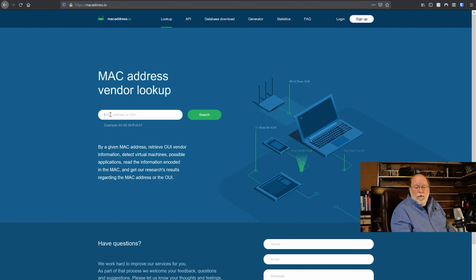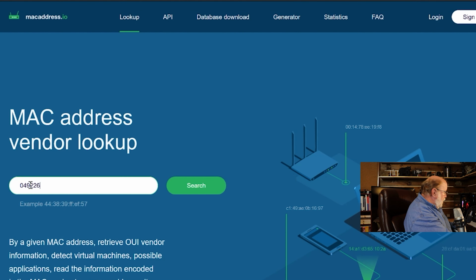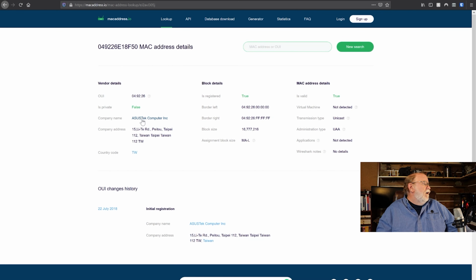So I'm going to put in the MAC address that I found, which is 049226 capital E 18F50. If I did that right and we hit enter, it shows you. Now we already know that we're looking up an ASUS ROG GT-AX11000. But when you look up the information, it comes up and it says, yes, it's an ASUS, made in Taiwan, gives you the boundaries for its IP addresses, etc. And so we know it's an ASUS.